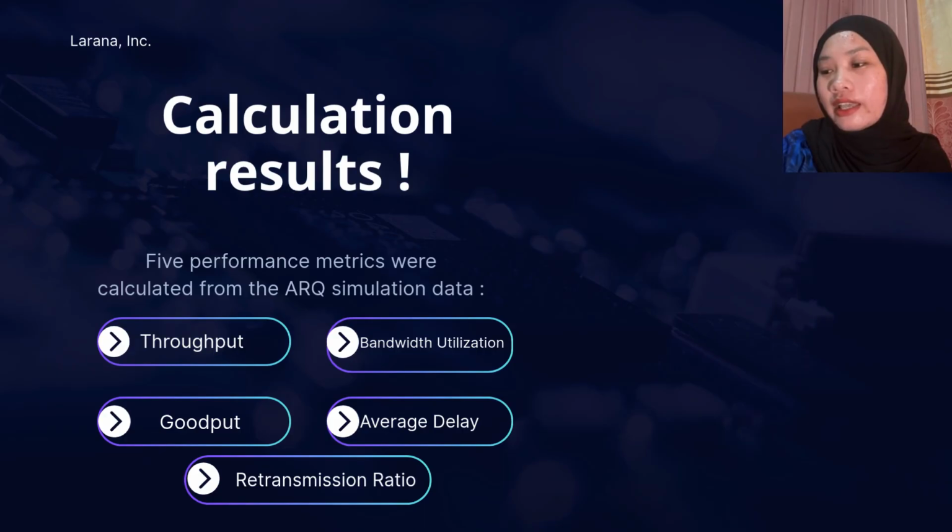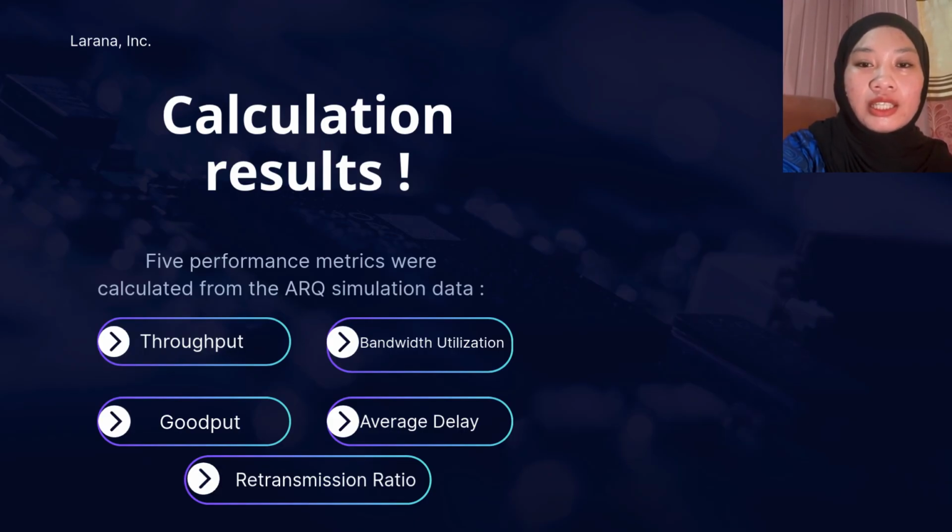And next is average delay. Average delay is calculated by dividing the total transmission time by the total packet target. And the last one is retransmission ratio. Retransmission ratio is calculated by dividing the total packets transmitted by the total packets sent and multiplying the result by 100%.